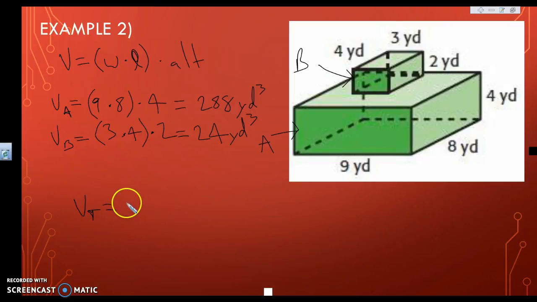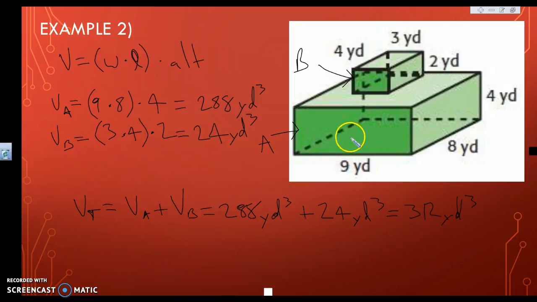So to find our total volume, which I'll call volume T, it's going to be equal to the sum of volume A plus volume B. We found both of those. We found volume A to be 288 yards cubed, and volume B is 24 yards cubed. So we're going to go ahead and add those. 288 plus 24 is equal to 312 yards cubed.